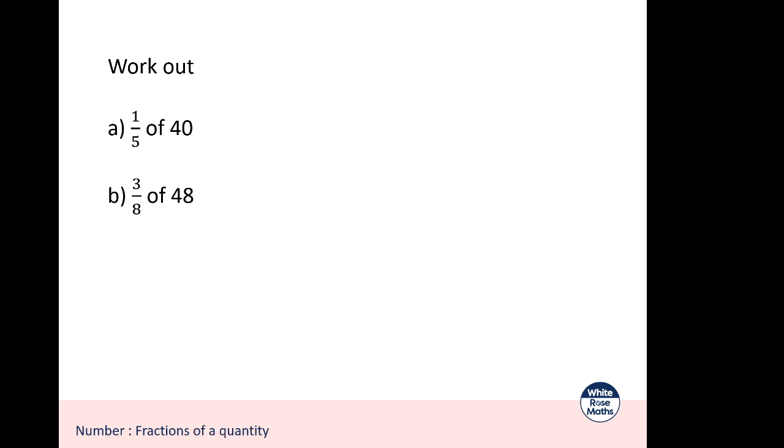Then there we go. Okay, so a fraction of an amount, a fraction of a quantity. Here we divide by the bottom and times by the top. So 40 divided by 5, and then multiply it by 1. So divide by the denominator and then multiply by the numerator. Again, this is a super common question on the foundation tier. It's nice, easy marks. You get the answer of 8.